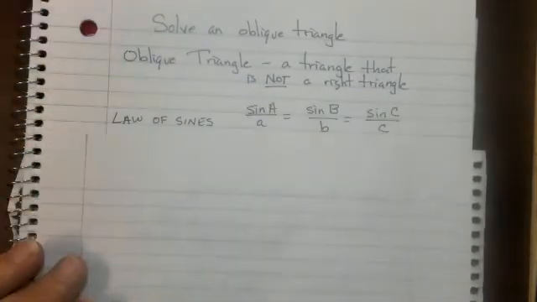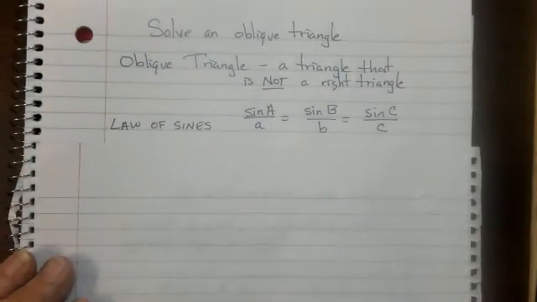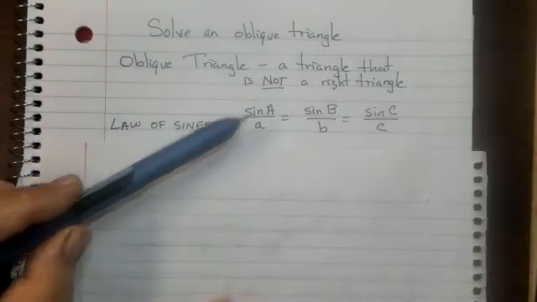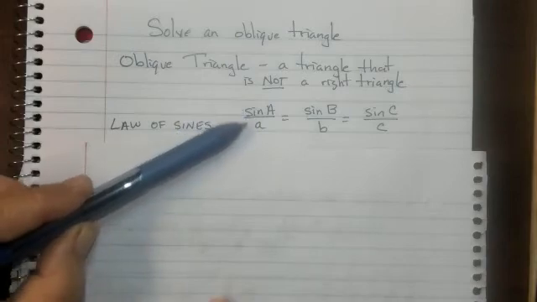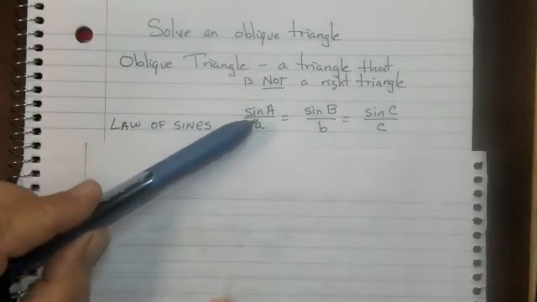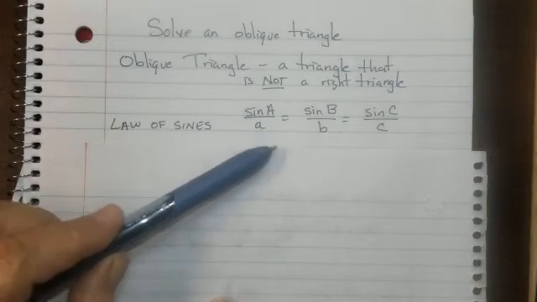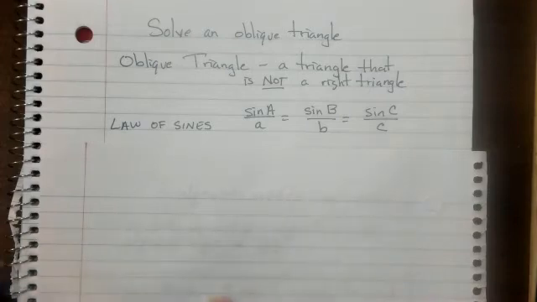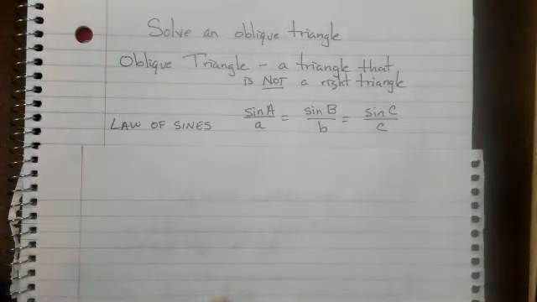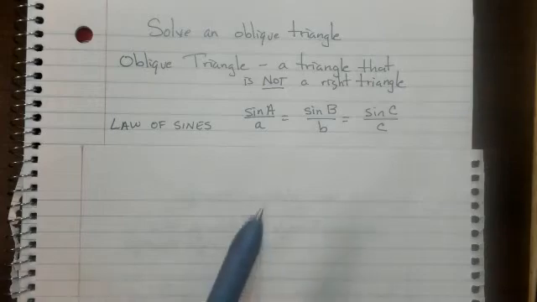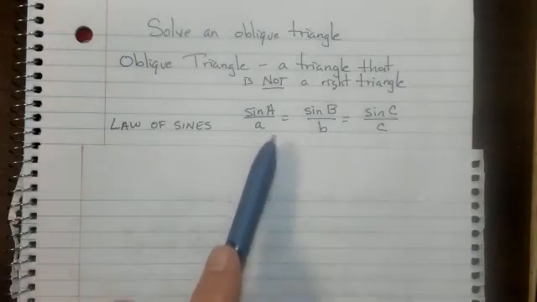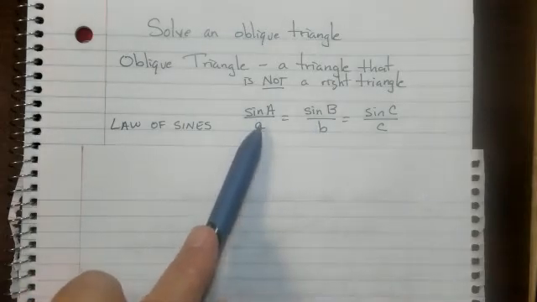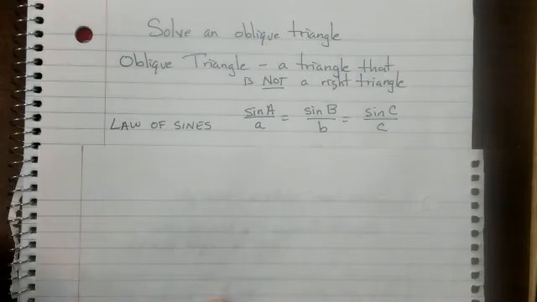Instead, we're going to use the law of sines. So the law of sines says that the sine of an angle divided by the opposite side, those ratios are all congruent. So sine A divided by side A is equal to sine B divided by side B, which is equal to sine C divided by side C. Now, notice that even though we have 3 ratios and they're all equal to each other, we're only going to be using 2 ratios at any given time.